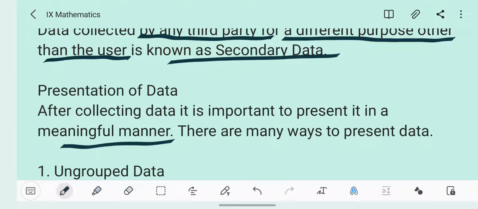writing in a proper manner, and then giving it to the teacher. So after collecting data, it is important to present it in a meaningful manner so that a teacher can understand what you have written in very good handwriting. There are many ways to present data.